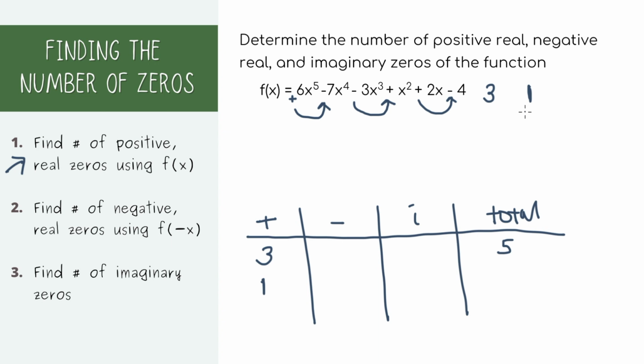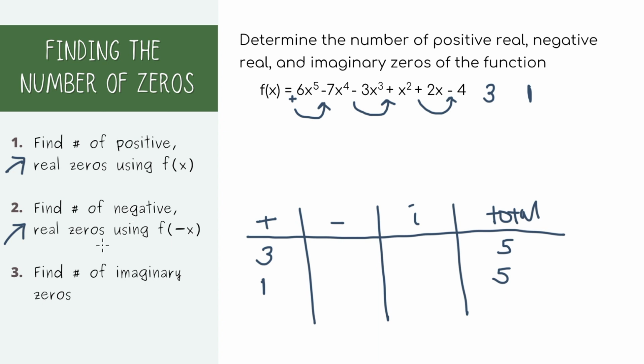This might be a little confusing. So for example, in a different problem, if you happen to get 5 sign changes, this is one possible solution, but 3 and 1 are also possible solutions. So you just keep subtracting 2 until you reach 1 or 0. All right, so going back to the problem that we have, we found that this function might have 3 positive zeros or 1 positive zero. And the total is still going to be 5.